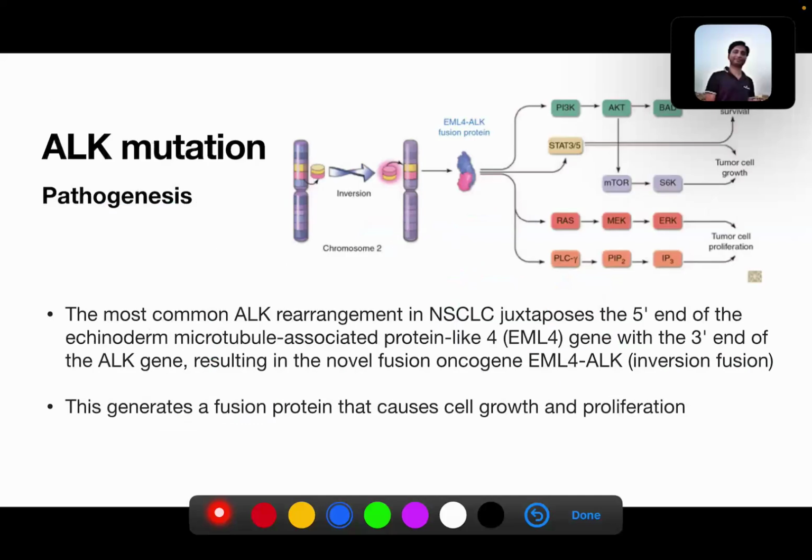So in this ALK mutation, the 5' end of the EML4 gene binds to the 3' end of the ALK gene, and this fusion results in the EML4-ALK inversion fusion. So it's a fusion product between EML4 and ALK that leads to carcinogenesis.